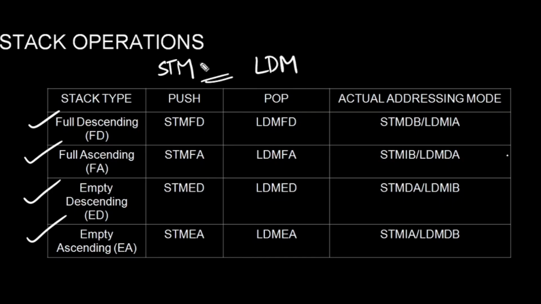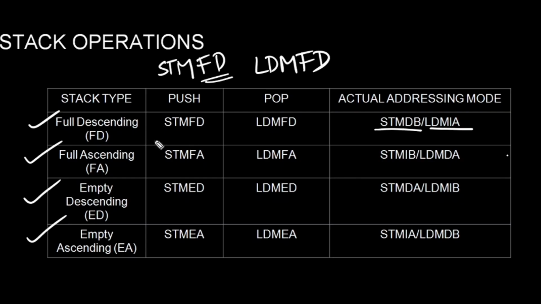After that you should just specify the stack type. STM followed by FD means the stack type is full descending, so if you want to push into that, just write STM FD. And what about the pop operation? Just write LDM FD. But what happens when you specify these instructions? Actually, these are just aliases and are internally converted to other instructions by the assembler. If anywhere in my code I use the term STMFD, I wrote it as STMFD because I know in my case it's a full descending stack.